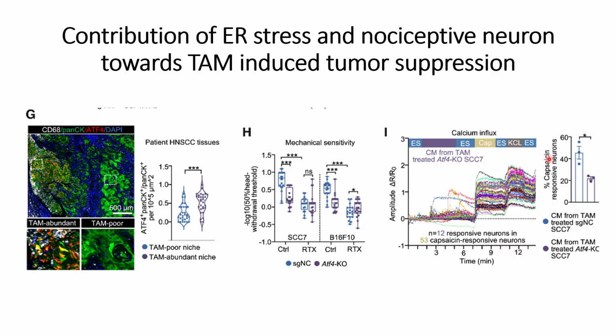The calcium influx is also one of the indications, because calcium influx usually goes up with ER stress, and since ATF4 is knocked down, the level of ER stress will not be enhanced to the extent it can be in the wild type conditions where ATF4 is not knocked down. So this shows that this TAM-induced ER stress within the tumors contributes more towards this TAM-induced suppression. This is what comes out from these results.